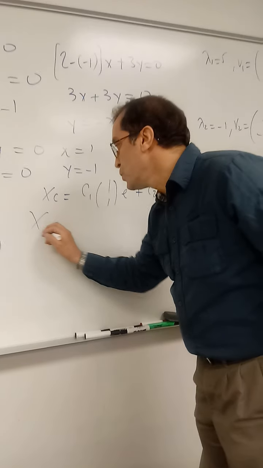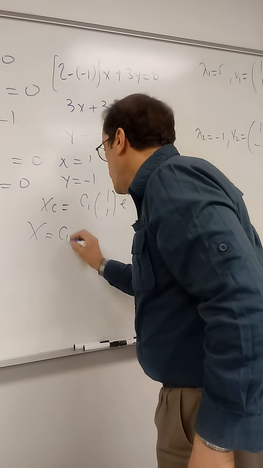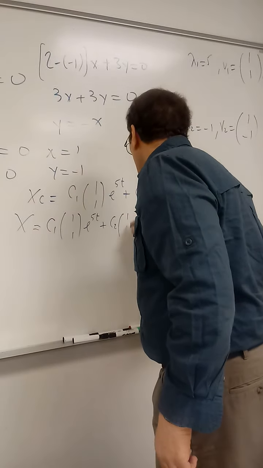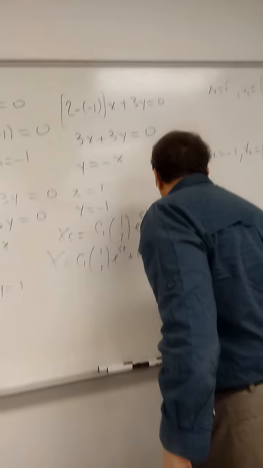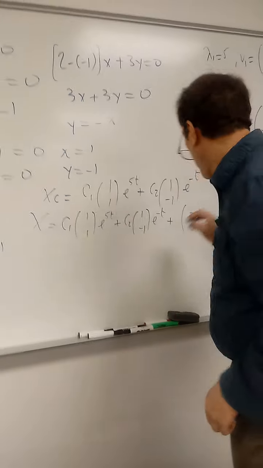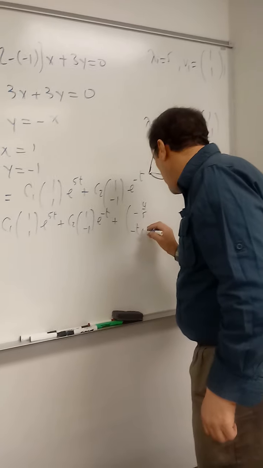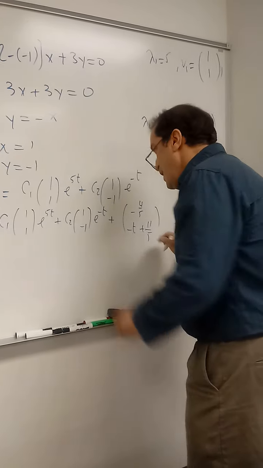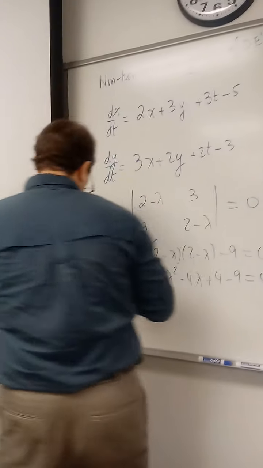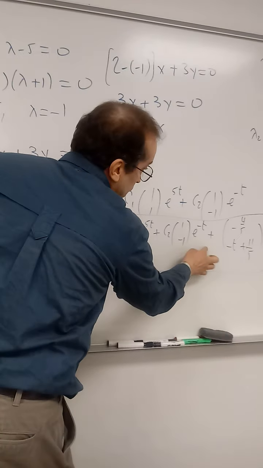And the overall solution of the system would be xc plus xp. So it would be c1 (1, 1) e to the 5t plus c2 (1, minus 1) e to the minus t, plus what we got earlier, which is minus 4/5, and here I have minus t plus 11 over 5. This is the complete solution of this system of differential equations. It includes the complementary function, which is this part here, and the particular integral.